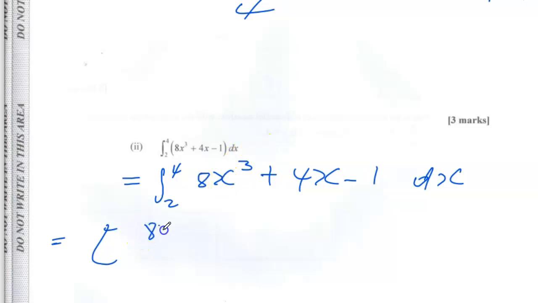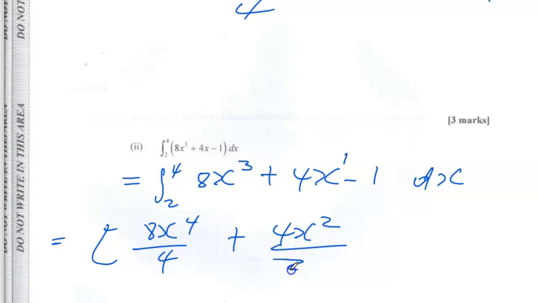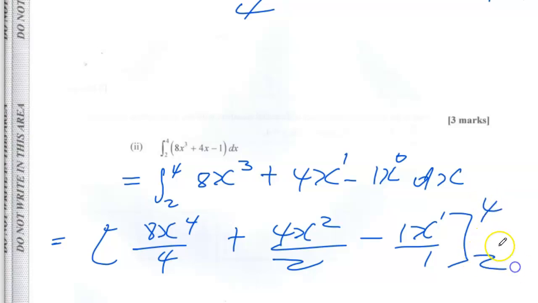So add 1 to the x power. For the first one we get 4 divided by the new power 4. Here the power is 1, add 1 and we get 2, so we divide by the new power 2. Look at minus 1 as minus 1 times x to the power 0. You can do all constants like that. Add 1 to the x power, you get 1 divided by 1. So the very basic rule: add 1 to the power and divide by whatever the new power is.